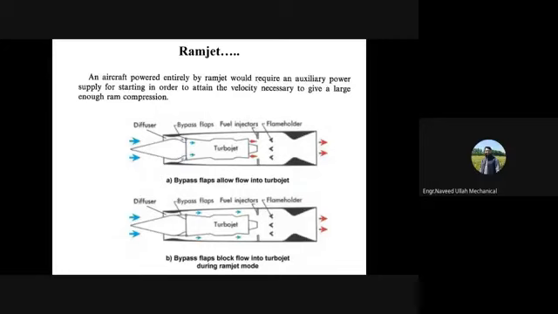Means that an aircraft powered entirely by ramjet would require an auxiliary power supply for starting in order to attain the velocity necessary to give a large enough ram compression. बात समझ आ गई. इसको फायर किया जाता है. ठीक है, this ramjet is fired. फायर का क्या मतलब है कि ये जो है ना वो वेलोसिटी अटेंड कर ले, जिसके ऊपर रेम कंप्रेशन होती है.